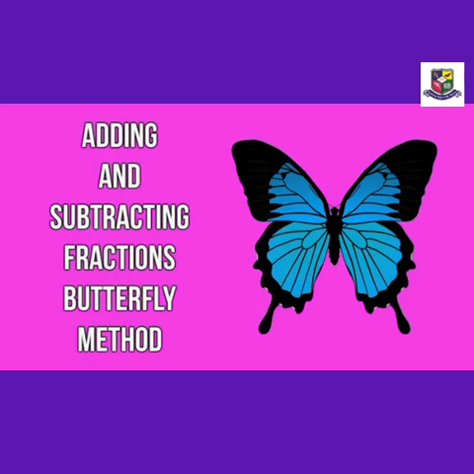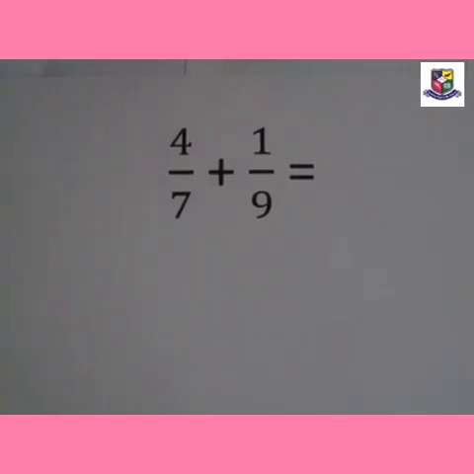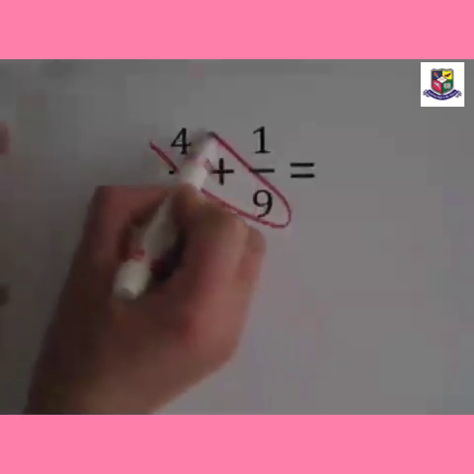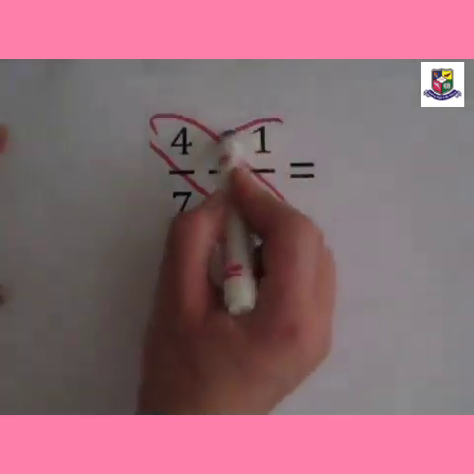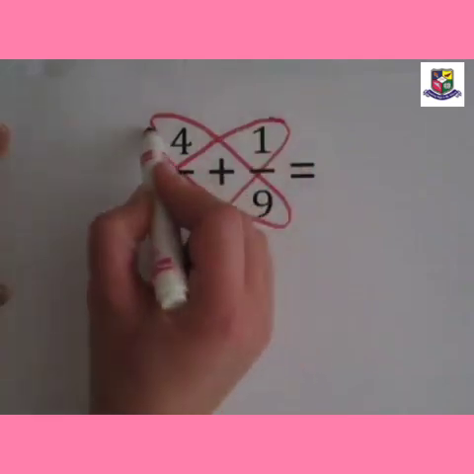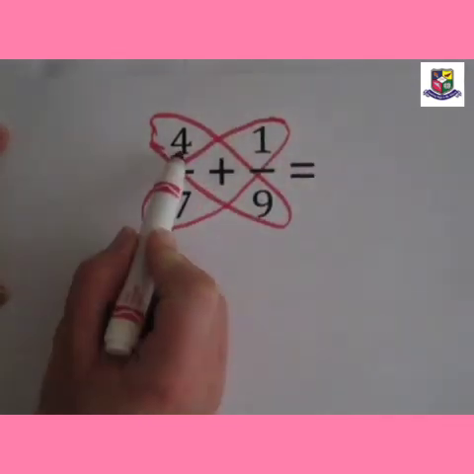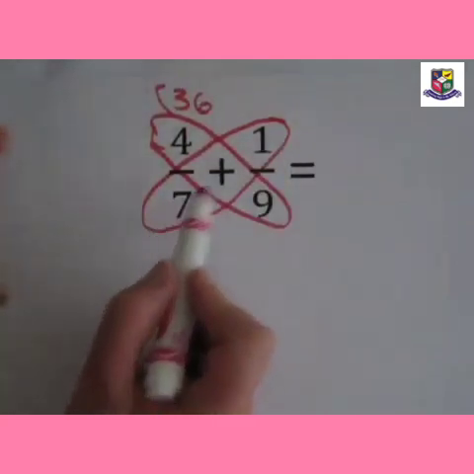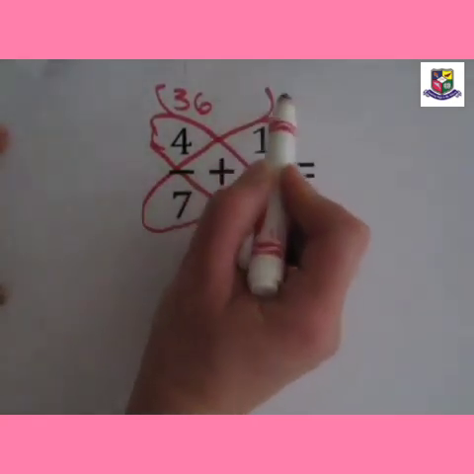Now start with the adding and subtracting of the fraction by butterfly method. So we have the unlike fraction 4 by 7, 1 by 9. We'll make the butterfly of this. We have to just take a circle of 4 and 9 and 1 and 7. So we have the wings over here. So when we multiply 4 with 9, we get 36. And 1 multiply 7, we write here 7.